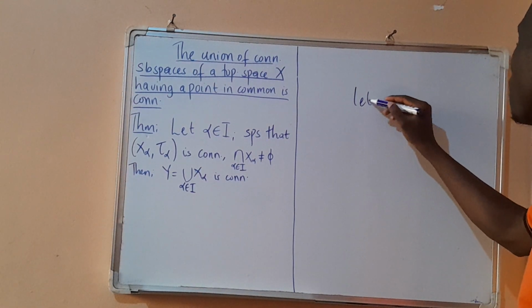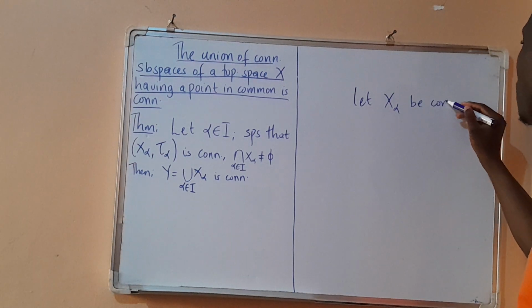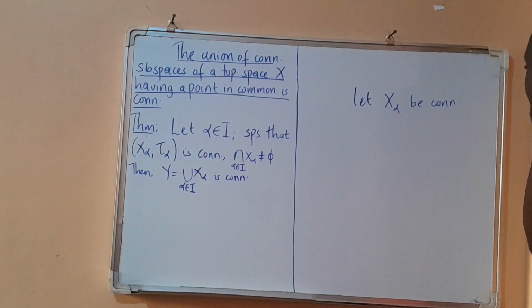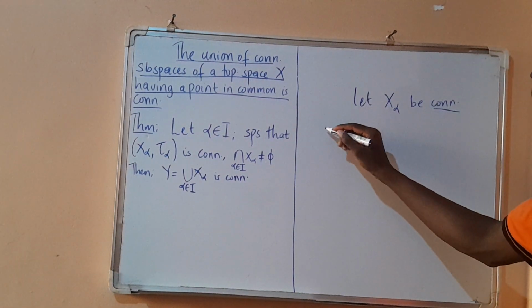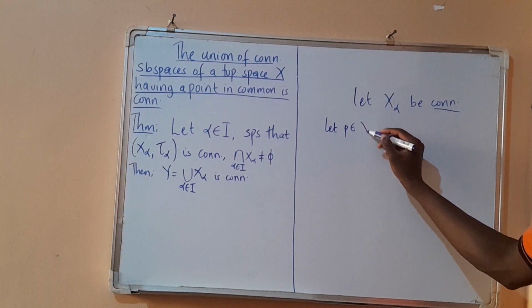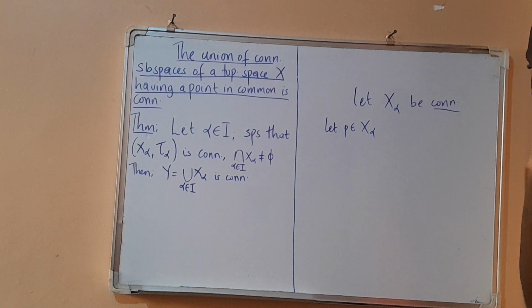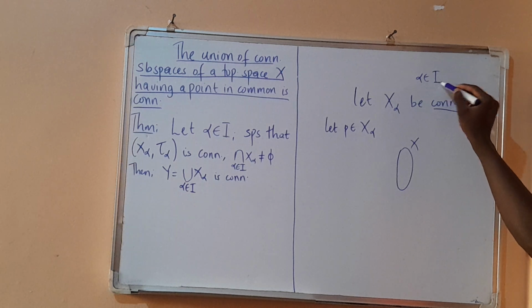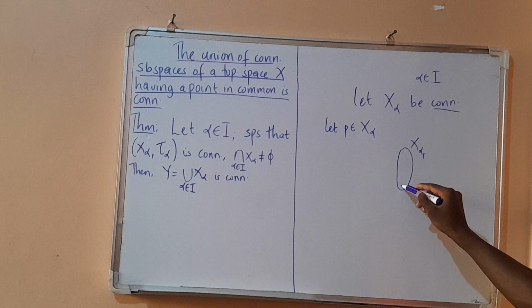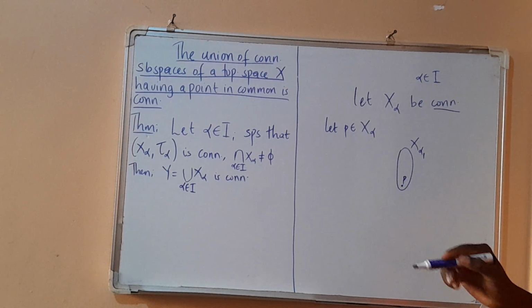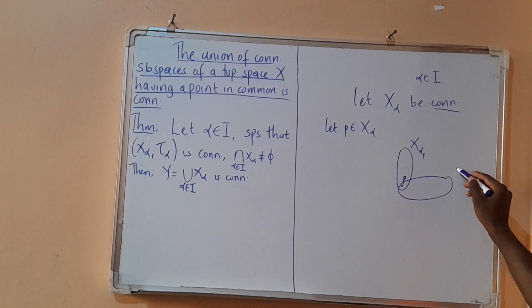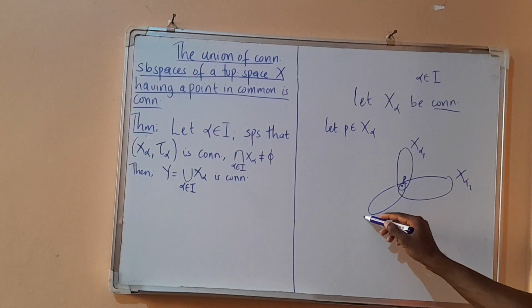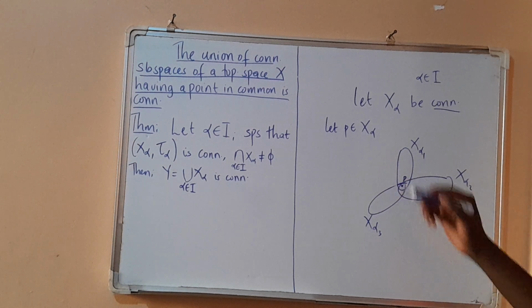So we are going to let X alphas be connected. We have connected subspaces of a topological space having a point in common. So these connected subspaces have a point in common. If I let P be in the X alphas, how does this look? I have X, and alpha is from the indexing set I. I have X alpha 1, which has a point P. Also another, X alpha 2, which also contains point P. Another, X alpha 3, also contains point P, and so on.